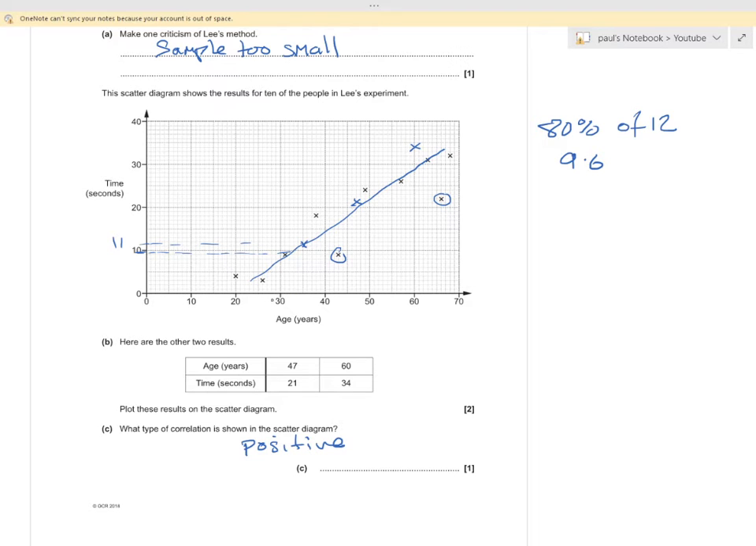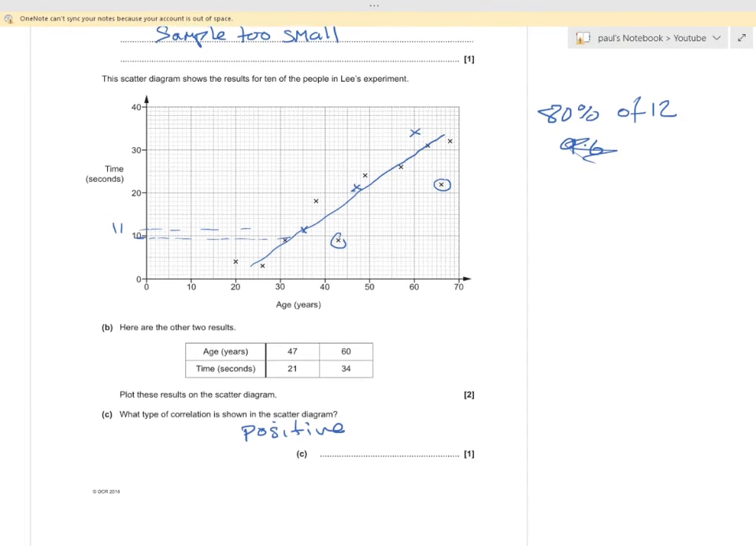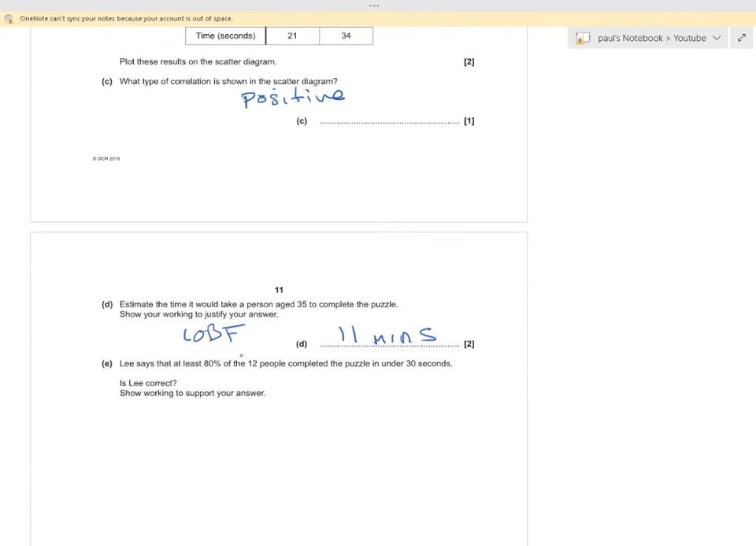80% of the people. Hang on. How can we do? Oh, age. 80% of the people did it in... Oh, no. Don't need to do that. Maybe not. Let's just go back. 80% of the 12 people completed the puzzle in under 30 seconds.